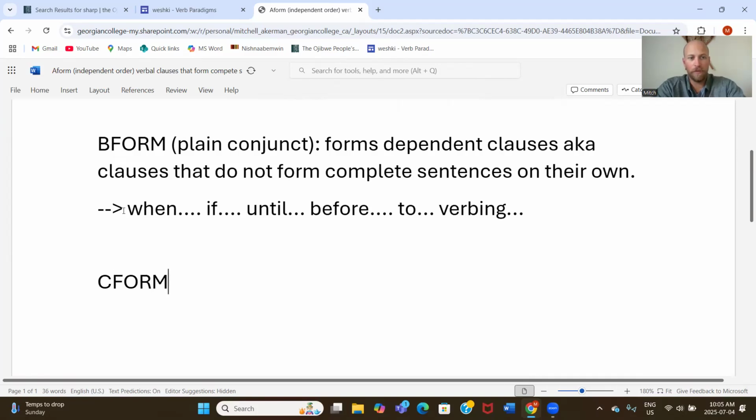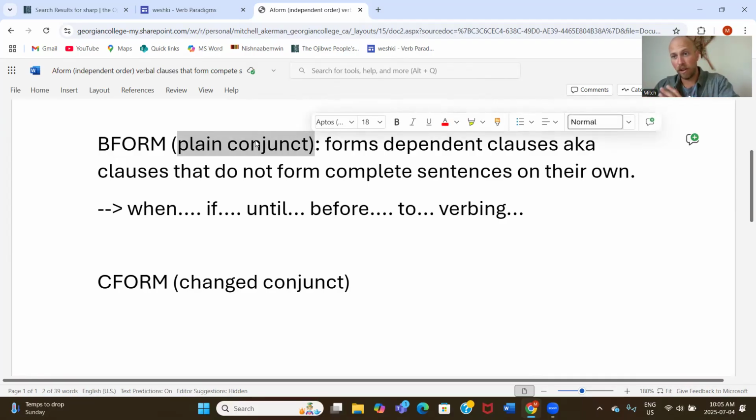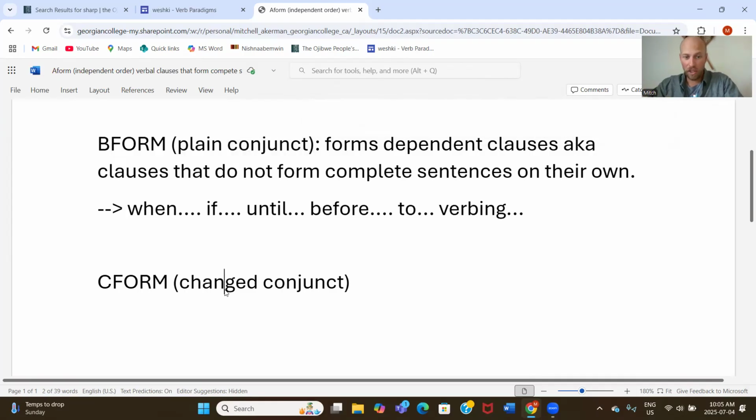And then we come to C form, which is the new novel thing here for us. And we call this changed conjunct. So when you look at conjunct order as an umbrella, there are two streams in conjunct order. You either have plain conjunct, which is B form, and it just has the conjunct ending, or you have changed conjunct, the other stream, where you still have that conjunct ending, but then you also add something else, which is, of course, the initial change.